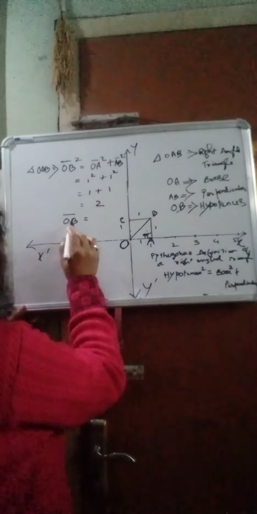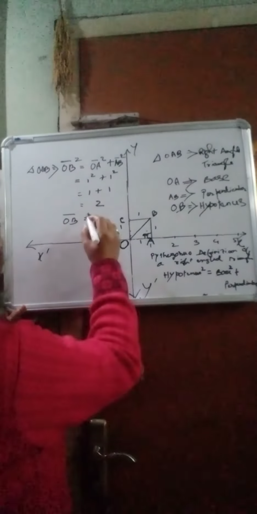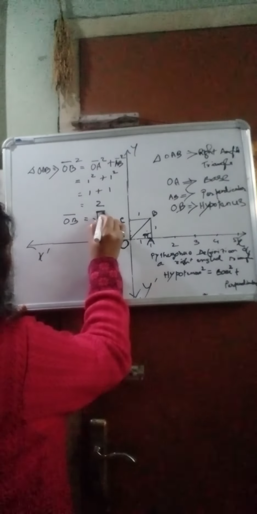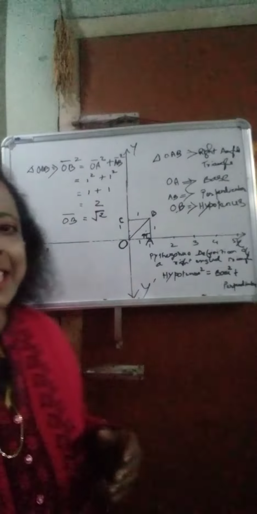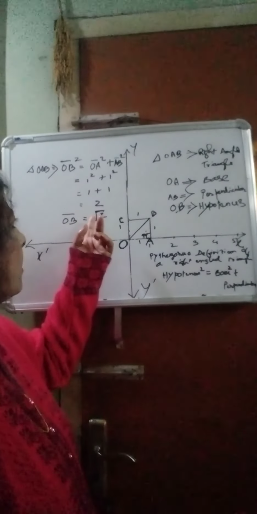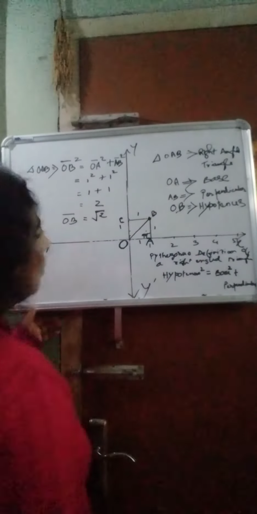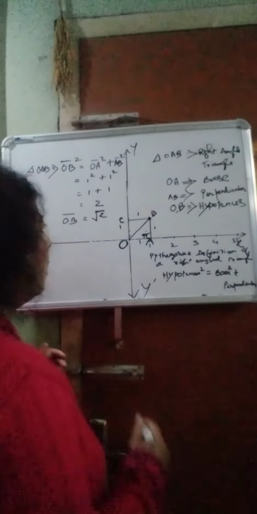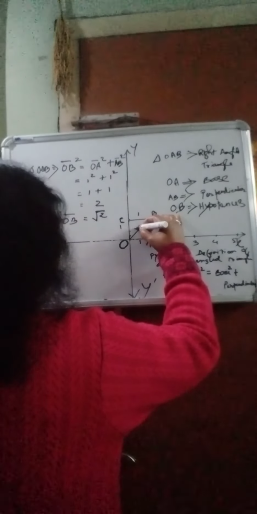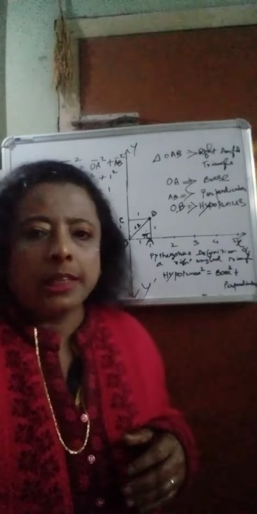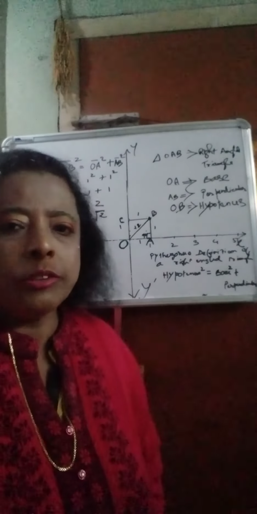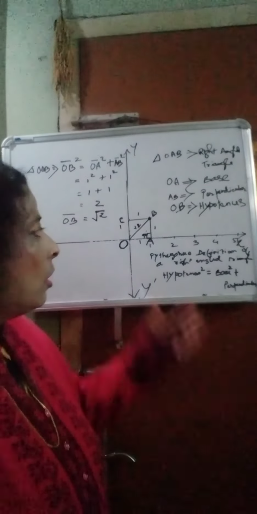But if I remove the square, then it becomes root over 2, that means the square root of 2. So we have now got the dimension of OB, that means the hypotenuse is root 2. Now we find out the position of this root 2 on this number line.